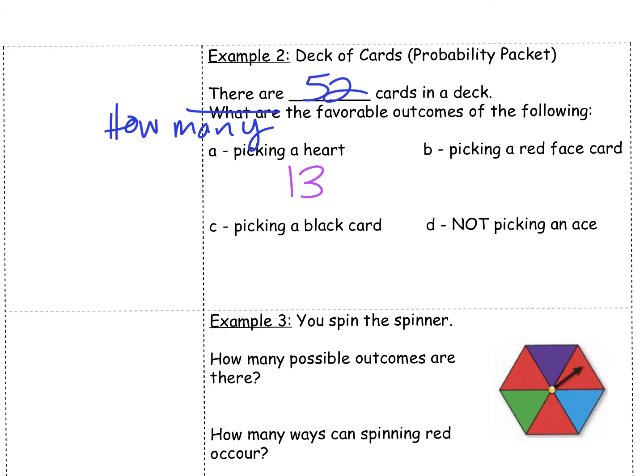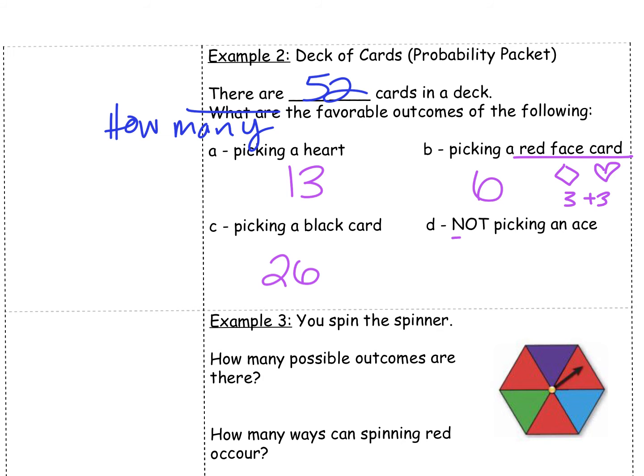A red face card. When I talk about face cards, there's 3 per suit. So I have 3 for diamonds and 3 for the red hearts. 3 and 3, I would have 6 cards that are favorable. Picking a black card, that's half the deck. That would be 26 favorable or winning potential cards.